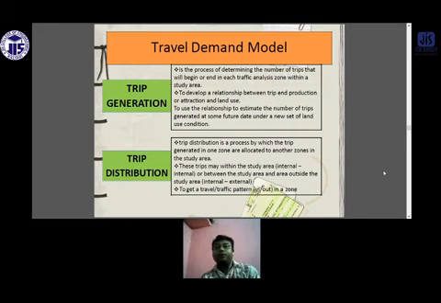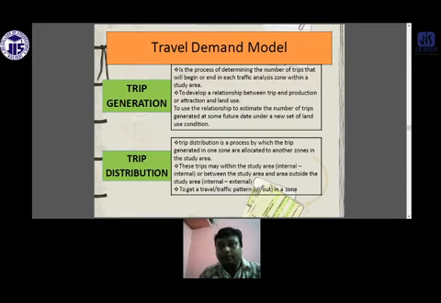Now we will be talking about some travel demand models, but you will be glad to know that you have already covered the four steps. The first thing is we have discussed trip generation. So what is trip generation? Trip generation is basically the process to determine the number of trips that will begin or end in each traffic analysis zone within a study area.